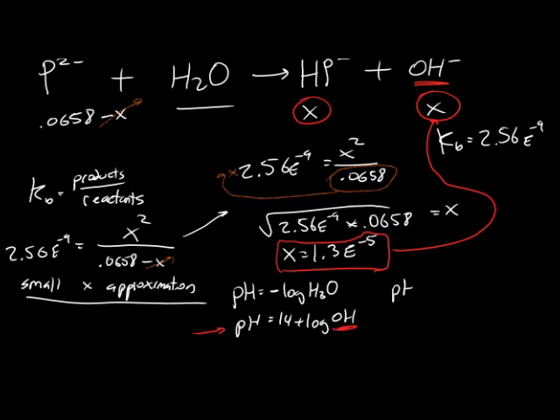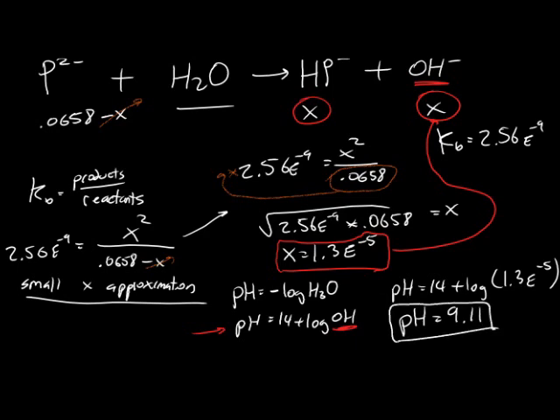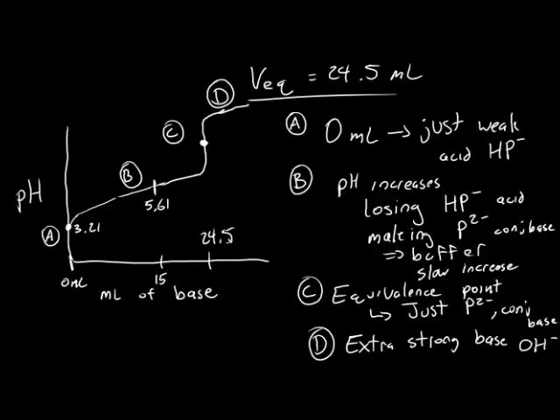We'll have pH is equal to 14 plus log of 1.3 times 10 to the negative fifth power. We'll end up with a pH of 9.11 after we input this in a calculator. With that completed, we'll go back to our pH chart once more and add that to our picture. So at this equivalence point C, we have a pH of 9.11. Now that we've worked with cases A, B, and C, let's finally move on to case D, where we've added extra strong base past the equivalence point.